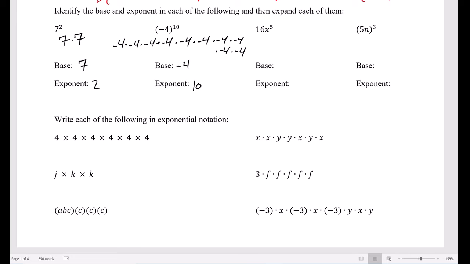Alright, the next one, remember in our lesson, I rewrote the one that was like this as 16 times x to the 5th, so that we can see that only the x is being raised to an exponent. So the base is x, exponent is 5. This is 16 times x times x times x times x times x. And then for the last one, the entire thing is in parentheses, so my base is 5n, the exponent is 3, that is 5n times 5n times 5n.